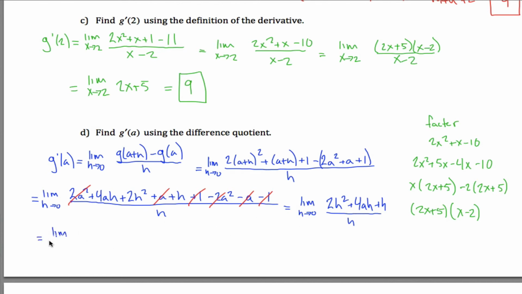And what you get is the limit as h approaches 0 of 2h plus 4a plus 1. You can evaluate this limit. You can change all the h's into zeros. If you do, this will be 0 plus 4a plus 1. In other words, it'll be 4a plus 1 as our final answer.